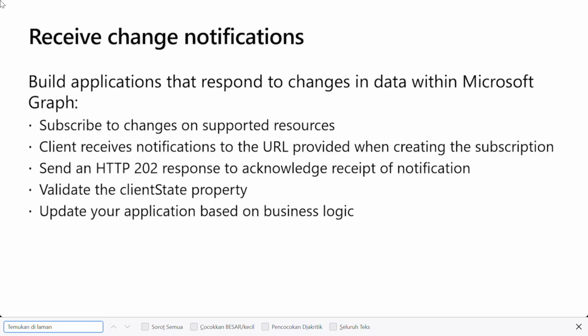So what you can do is subscribe to those changes on the various supported resources. Your client will receive notifications to the URL you provided when you do the subscription, and then it'll send a 202 response to provide an acknowledgement of that receipt. So you've obviously got the ability to validate the client state property, and then of course update your application based on the business logic from that notification. So it's a really great way to stay connected and deal with more real-time notifications and updates.